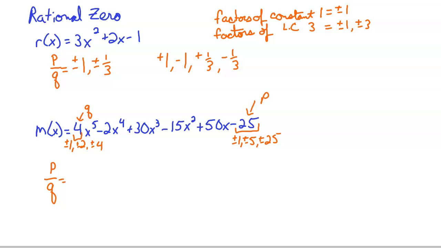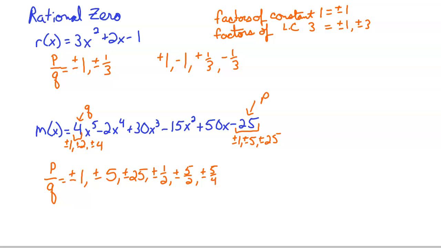So I'm going to take each of these and divide it by 1 to start off with. So I'm going to have plus or minus 1 divided by 1, plus or minus 5 divided by 1, plus or minus 25 divided by 1. Then I'm going to divide each one of those by a 2. So positive, negative 1 divided by 2, positive, negative 5 divided by 2, and positive, negative 5 divided by 4.